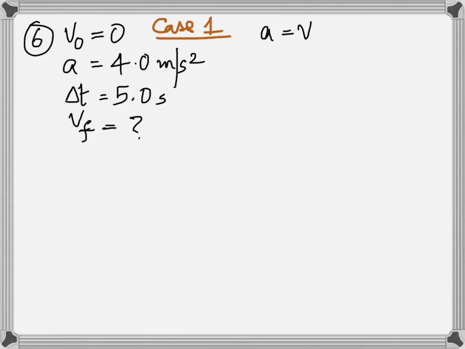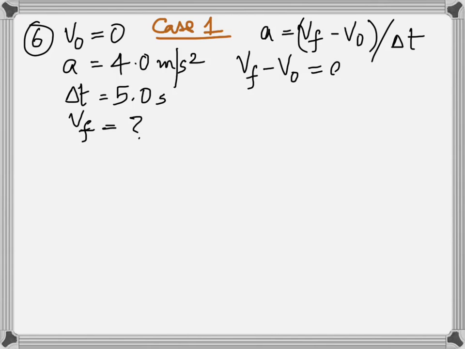That's case 1, and use the equation for acceleration, which is Vf minus V0 by delta t. Cross multiply, make Vf the subject, you get this.